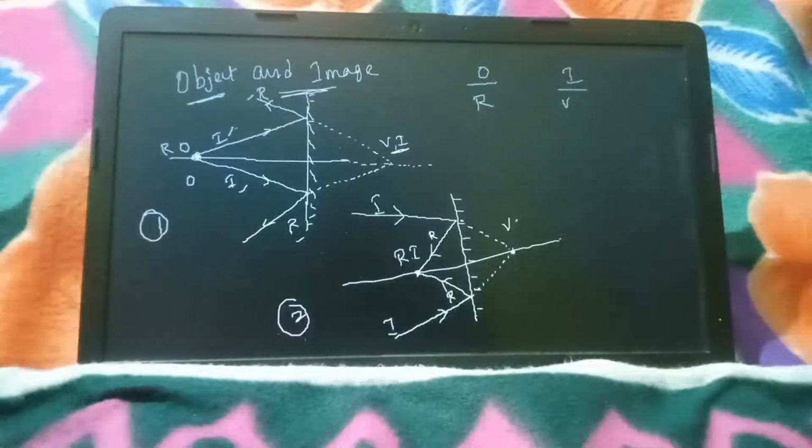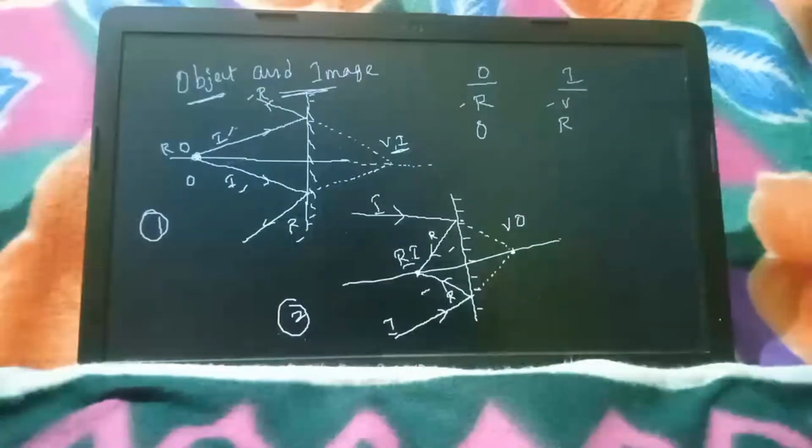That is a virtual object. Virtual object means we are extending the incident rays, so those light rays are meeting at one point. Here the reflected light rays are directly meeting at one point. So that's why this is the real image, and here is the virtual object. So if you are observing here, object is real, image is virtual. Object is virtual, image is real.